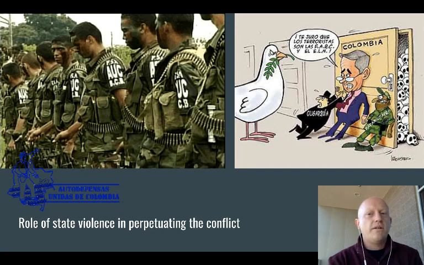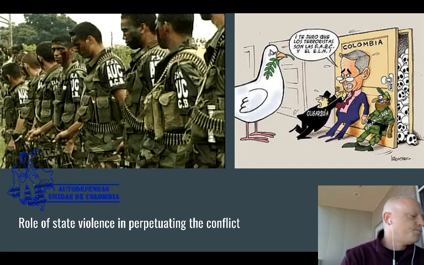And again, the point was the state ended up ratcheting up violence against its own people in this conflict with the FARC. The state supported these paramilitaries and was trying to hide, as this cartoon shows, the skeletons in the closet, all of the violence that it had perpetrated.